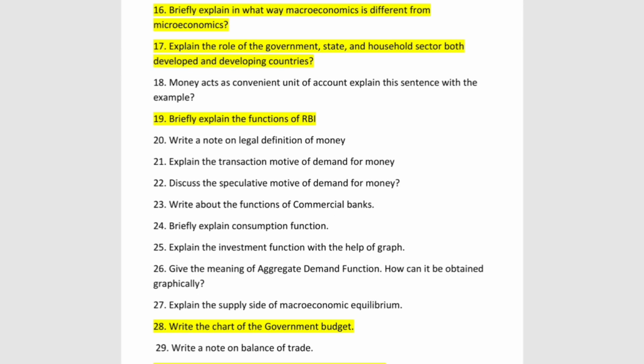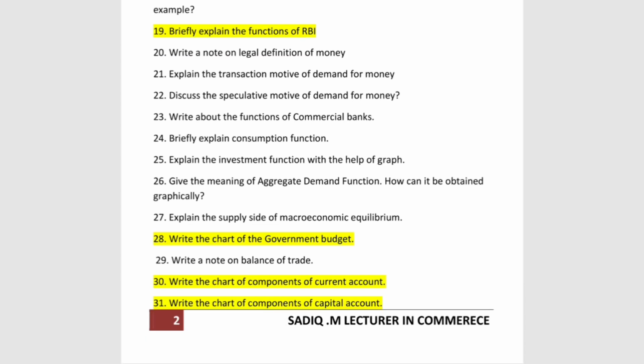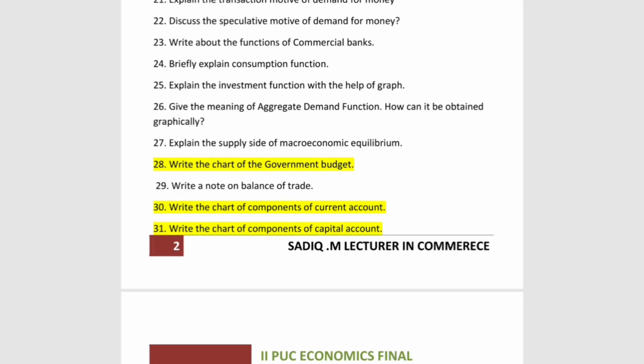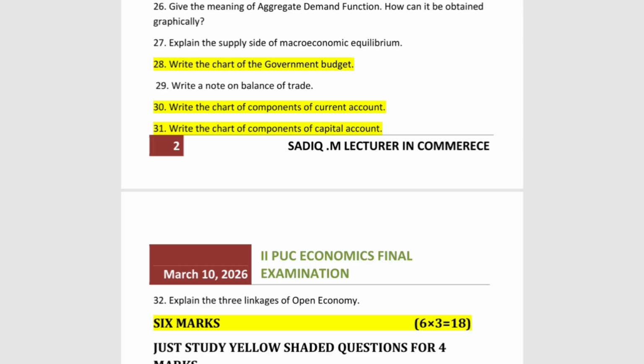Briefly explain consumption function. Next, explain the investment function with the help of graph. Give the meaning of aggregate demand function. How can it be obtained graphically? Explain the supply side of macroeconomic equilibrium. Write the chart of government budget. Write a short note on balance of trade. Write the chart of components of current account. Write the chart of components of capital account.